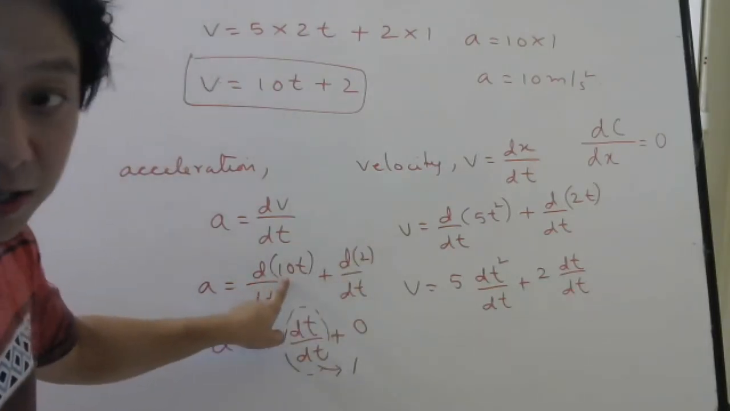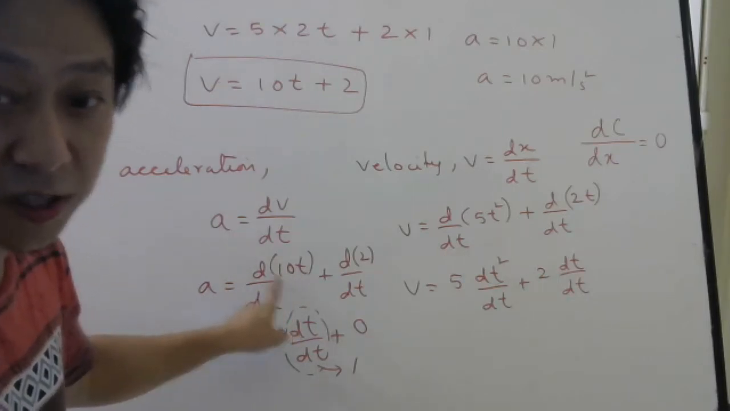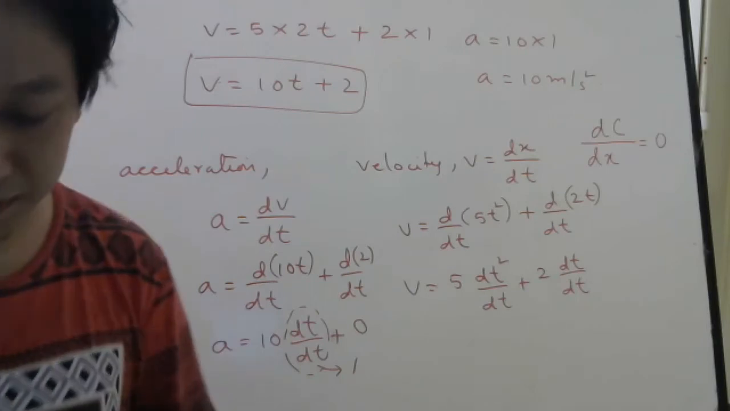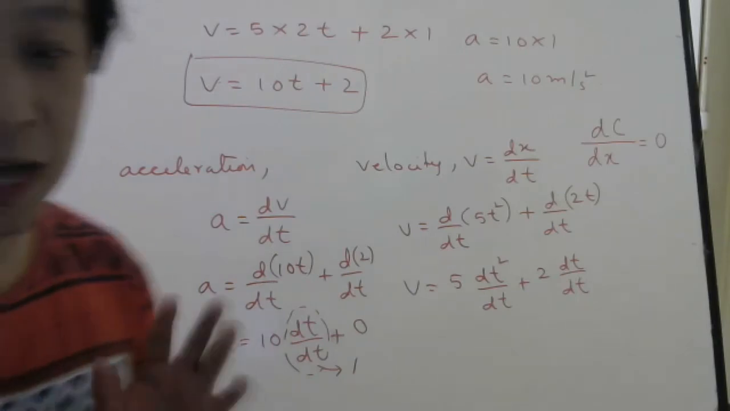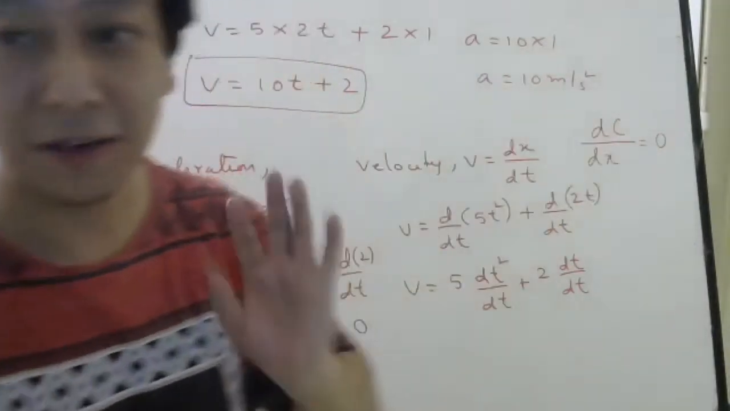Here, there is a constant, but what does the rule say? If there is a constant with a function, the constant should come out. Okay. See, the doubt is there because people have not seen the differentiation topic properly.